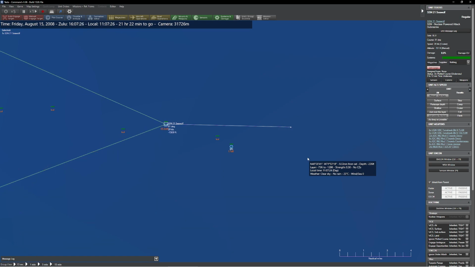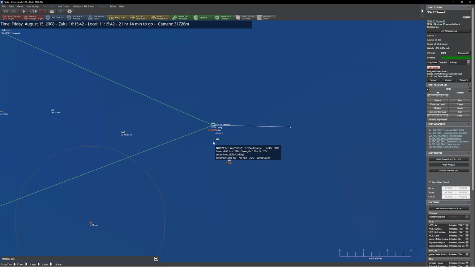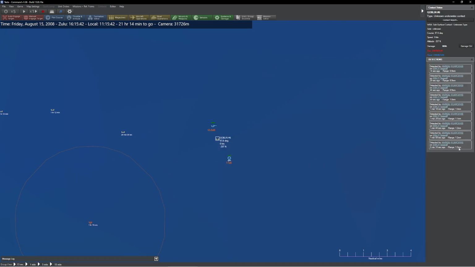And notice, we still cannot acquire this guy. There he is. And we acquired him at a staggering range of 1.3 nautical miles. Again, the reason for this in this particular case is because of that depth.